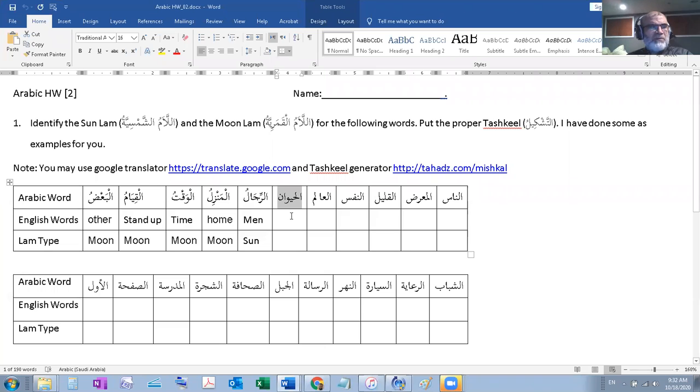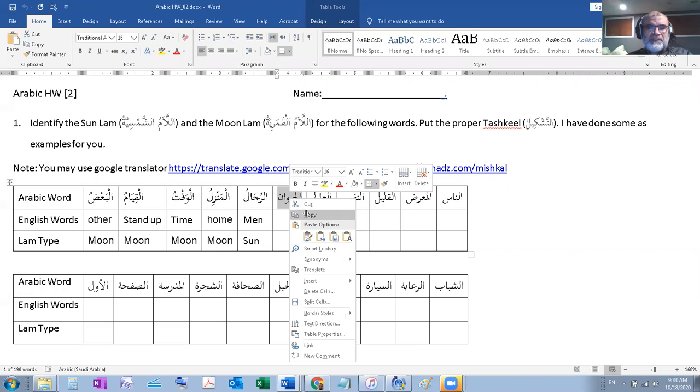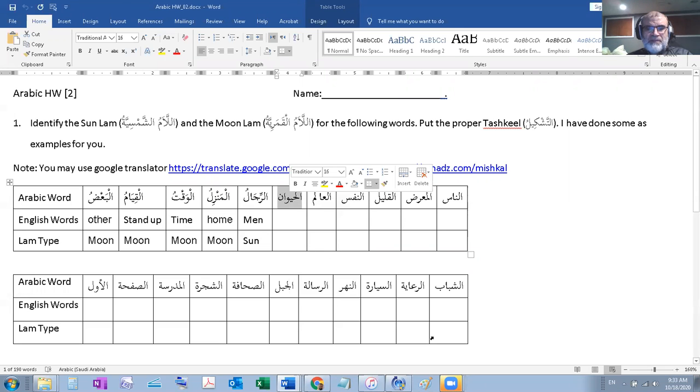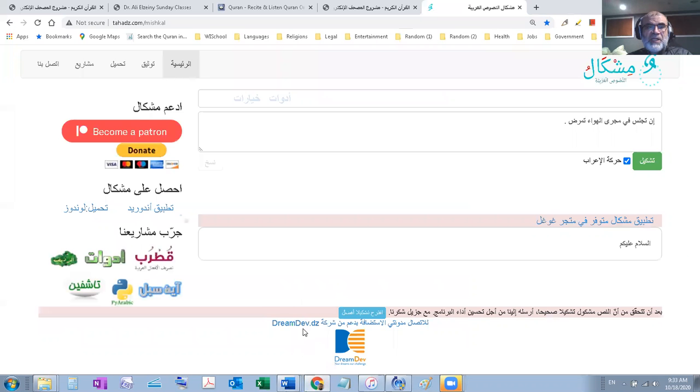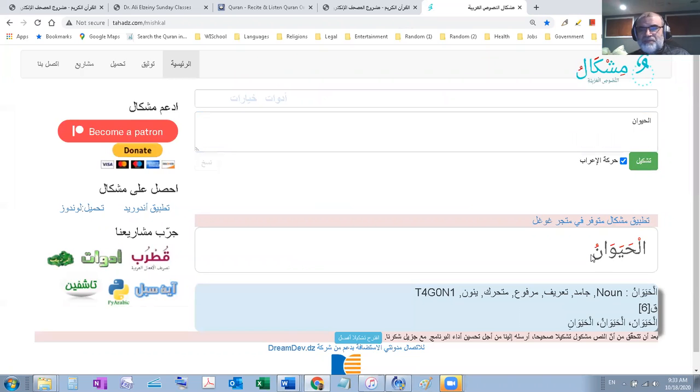Inshallah, today we're going to help you guys with the homework. Let's start with homework number 2. I was asking you guys to do tashkil for these words. The way to do that is you copy the word, go to Mishkal, paste the word over there, and then say tashkil. So the tashkil comes to you here.